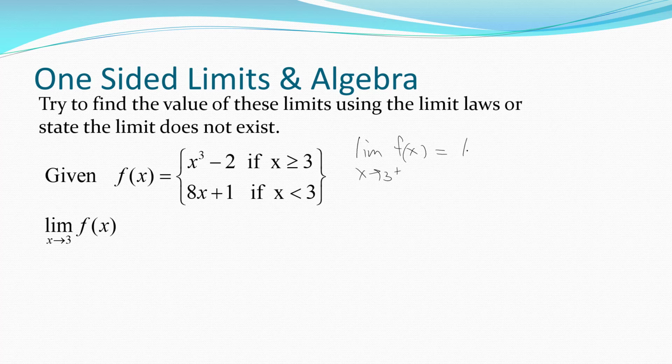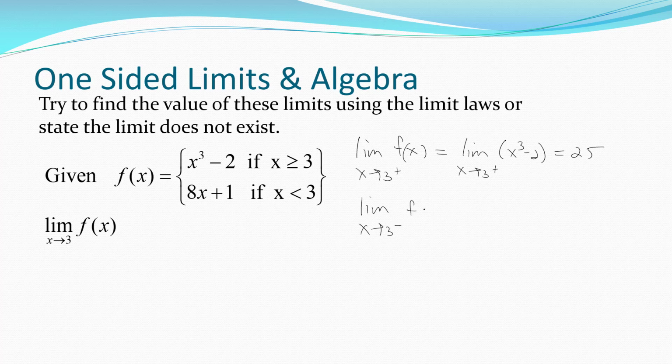That would then mean I have to take the limit as x approaches 3 from the right. If x is greater than 3, the function is equivalent to x cubed minus 2. That's the limit of a polynomial. You can just plug in 3 to get 3 cubed minus 2. That'd be 25.